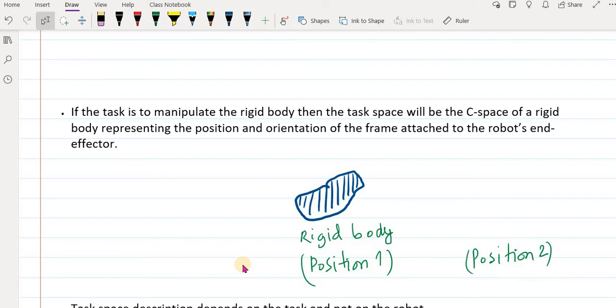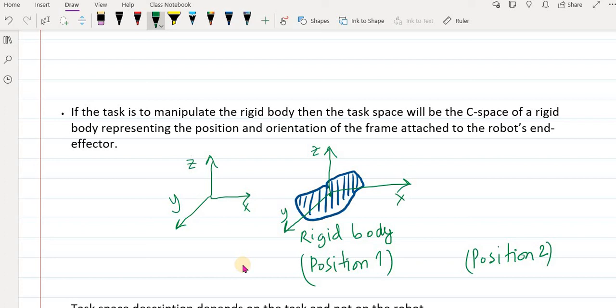So now here your task space will be the C space of the rigid body. If this is a 3D body, then our task space will be the C space of this rigid body, in which you have attached coordinates X, Y, and Z. So this one is a body fixed frame, and then we have one more frame, which we call the reference frame, with X, Z, and Y.